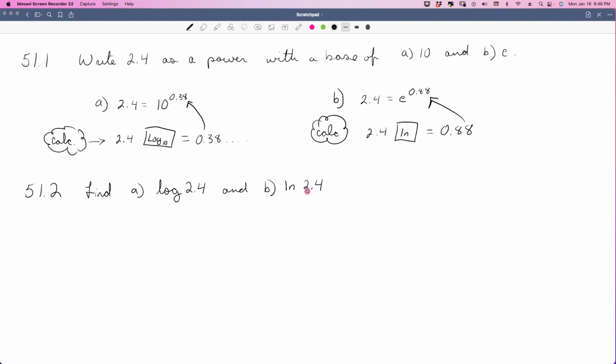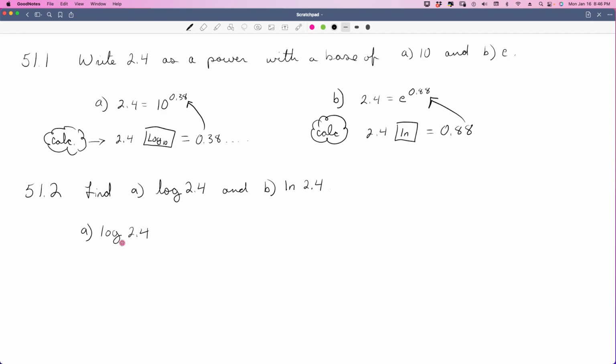So we have, from the preceding example, from this one, we see that our log 2.4, we have the base 10 with the exponent of 0.38. We can rewrite that like this. So A is going to be written as the log of 2.4, because this is our answer, and our base is 10.